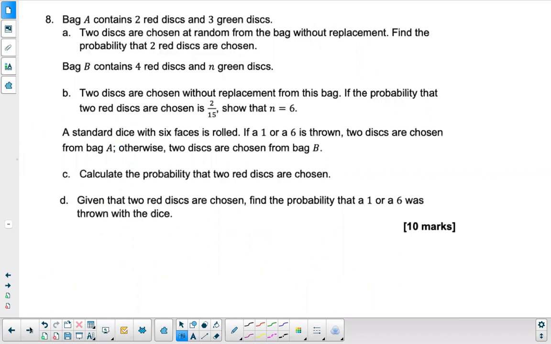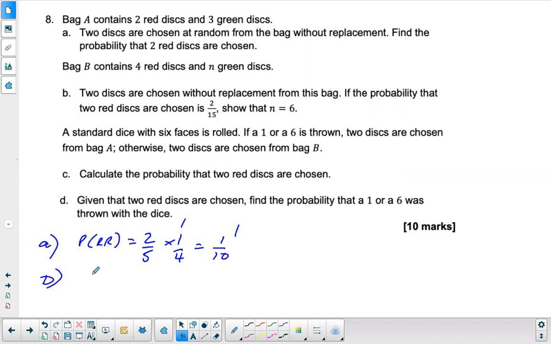Question 8. This is beginning to get a little bit trickier, not hugely. We've got 2 different bags. Bag A, 2 red discs, 3 green discs, 2 chosen at random. Find the probability that 3 red discs are chosen without replacement matters. So the probability of red is 2 in 5 times 1 in 4, which simplifies to 1 in 10. 1 for setting that up, 1 for the answer.